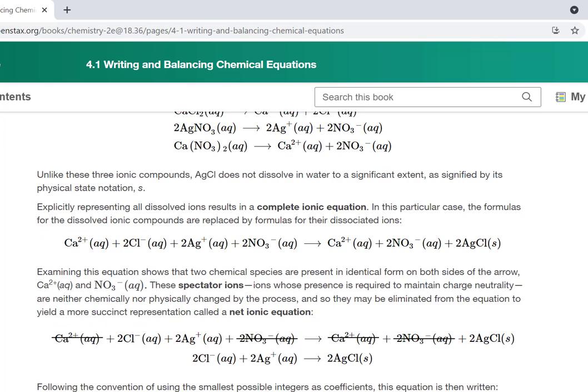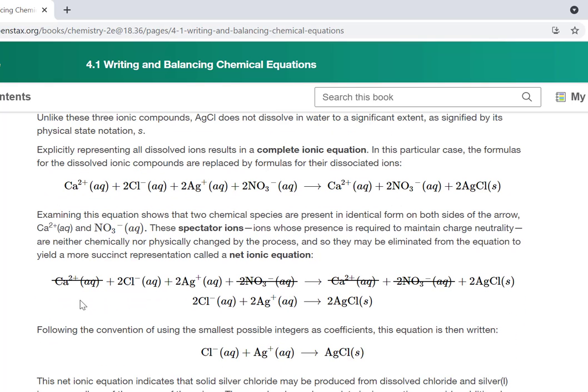So if we take out those spectator ions, we take out the calcium, we take out the nitrate, what we're left with is the 2 chlorides plus the 2 silvers to give us 2 silver chloride. We can simplify that, the 2's we can cancel out, and we're left with the smallest integers possible. Chloride ions plus silver ions to give us silver chloride solid.